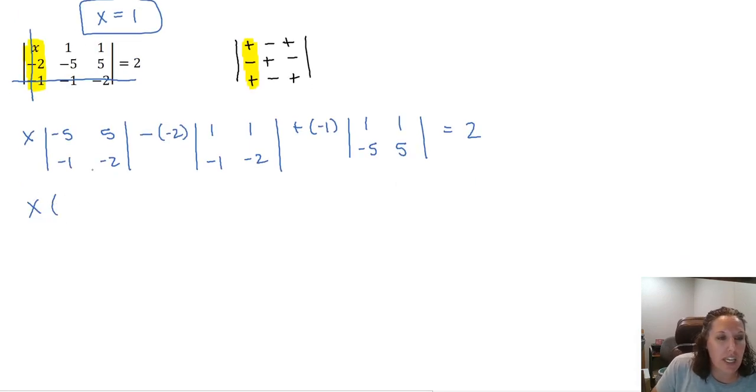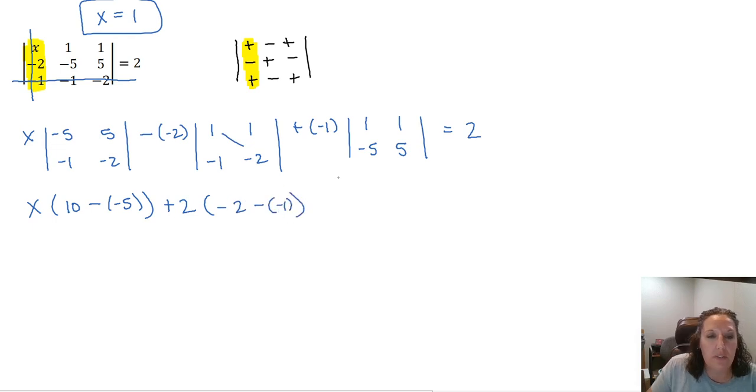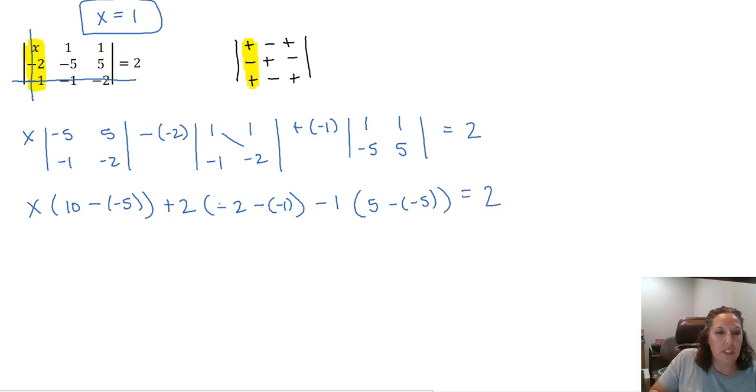All right. Taking the determinant of the 2 by 2 matrix, negative 5 times negative 2 is going to be a positive 10, minus negative 1 times 5, which is a negative 5. Minus a negative 2 is going to be plus 2 times its minor, which is negative 2 minus a negative 1. And then we get minus 1 times the minor, 1 times 5, which is 5, minus a negative 5, equals 2. Let's keep simplifying.